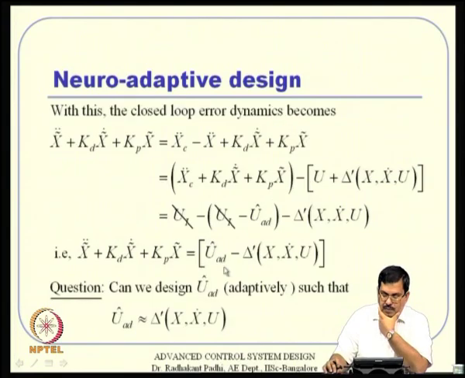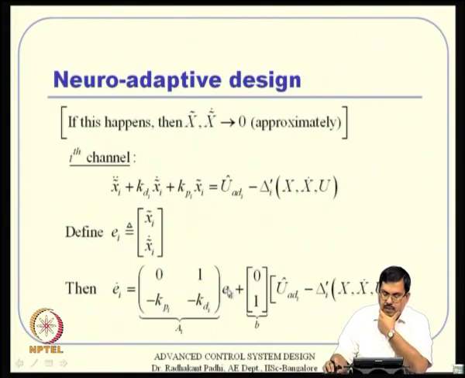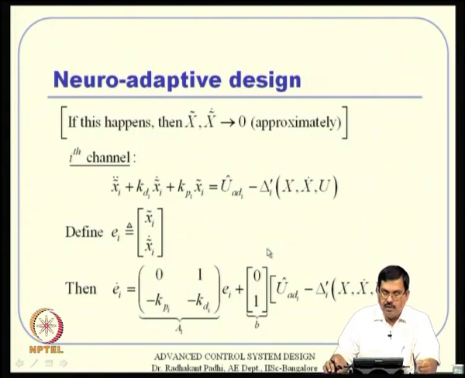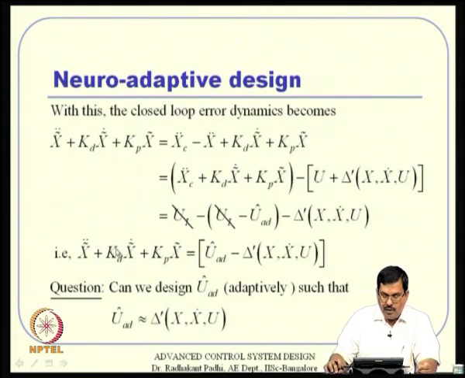Now, if this happens, if it is approximately equal to that, then we know that this will be approximately 0, at least, and the ith channel will operate something like this. If it happens to be like this, then this will be approximately equal to 0, at least. Anyway, coming back to this, let me again analyze the ith channel of this aerodynamics.